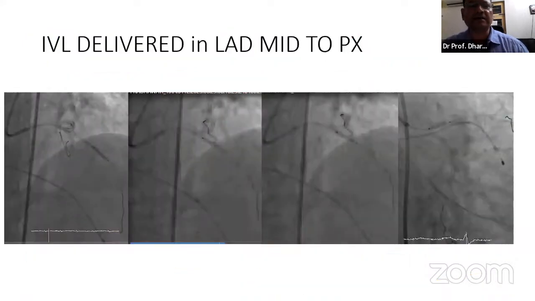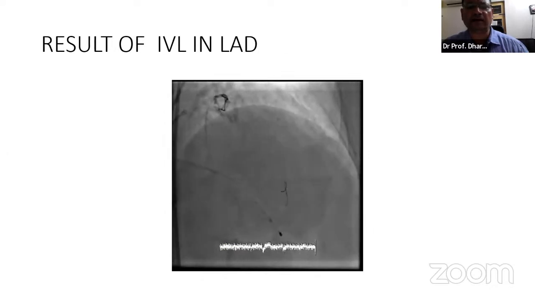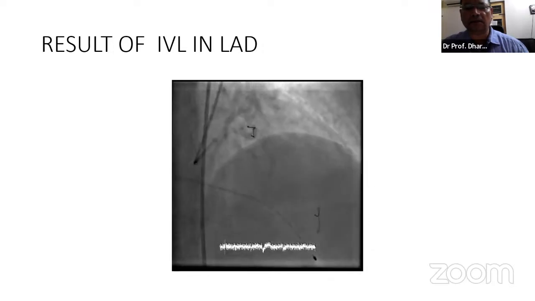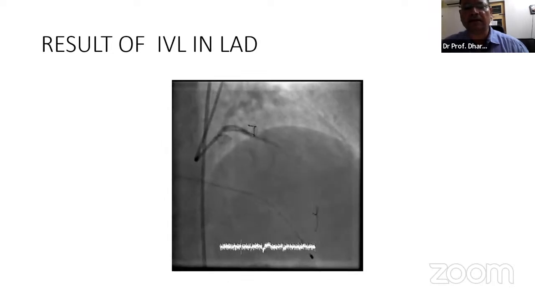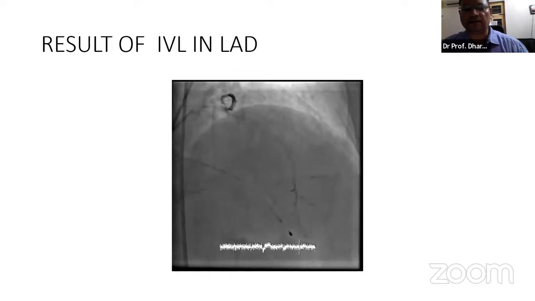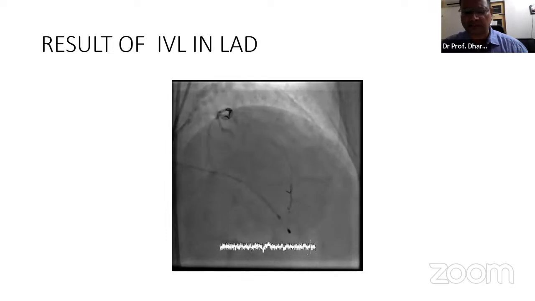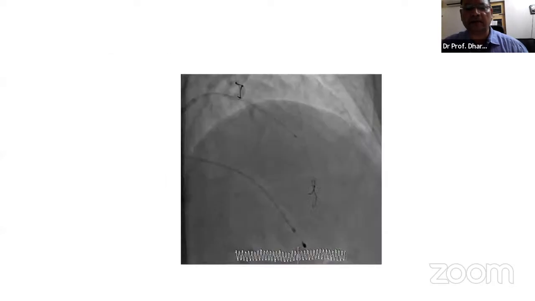So IVL was delivered in LAD, mid to proximal, in various pulses, 20 or 10, depending on the calcium load. And finally, we got this result after IVL in LAD. I have found with this IVL therapy in various previous cases also that after IVL, it just looks like the result we expect after stenting. The result comes only with the IVL. So it's beautifully opened from proximal to mid, well prepared.